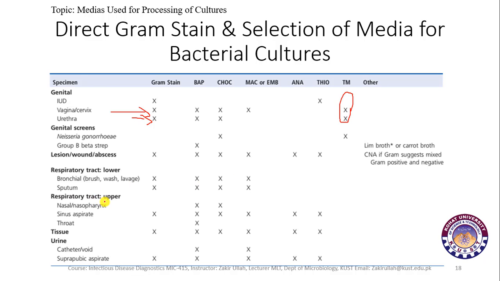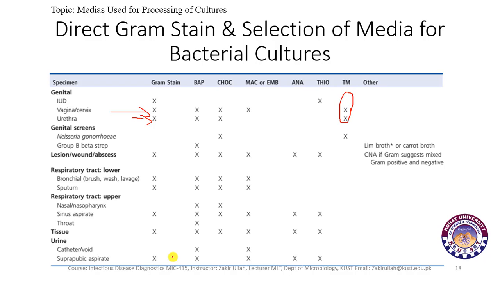But if the sample is from the upper respiratory tract, then usually gram stain is not performed, but they are inoculated on the blood agar initially. For suspected fastidious organisms in the nasopharynx or sinus aspirate, these are inoculated on chocolate agar, and sinus aspirate is also inoculated on McConkey agar. If there is a tissue specimen, then tissue is inoculated on all of the agars, blood agar, chocolate agar and EMB agar, and it is also processed anaerobically.